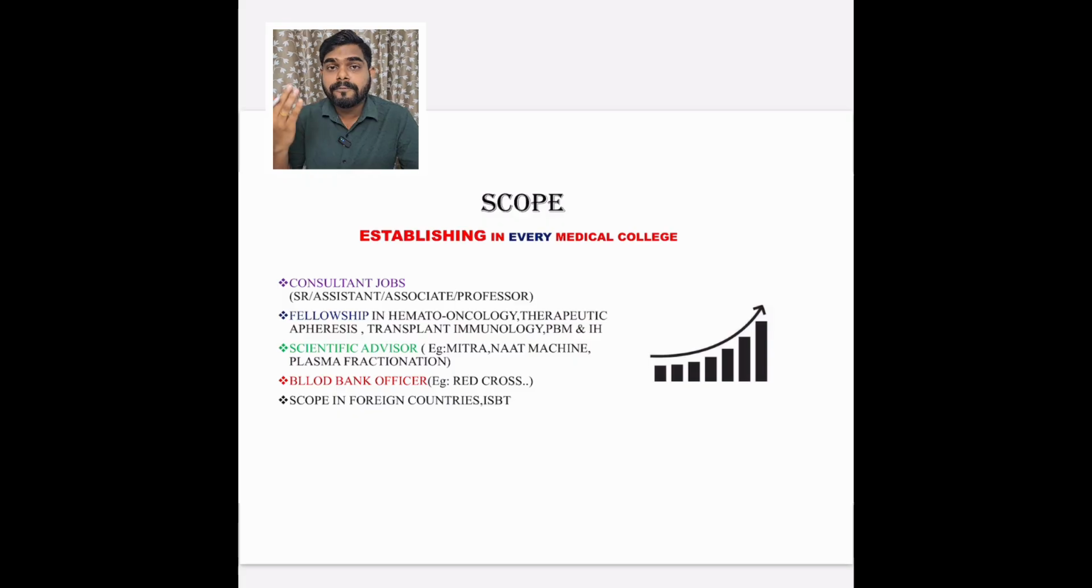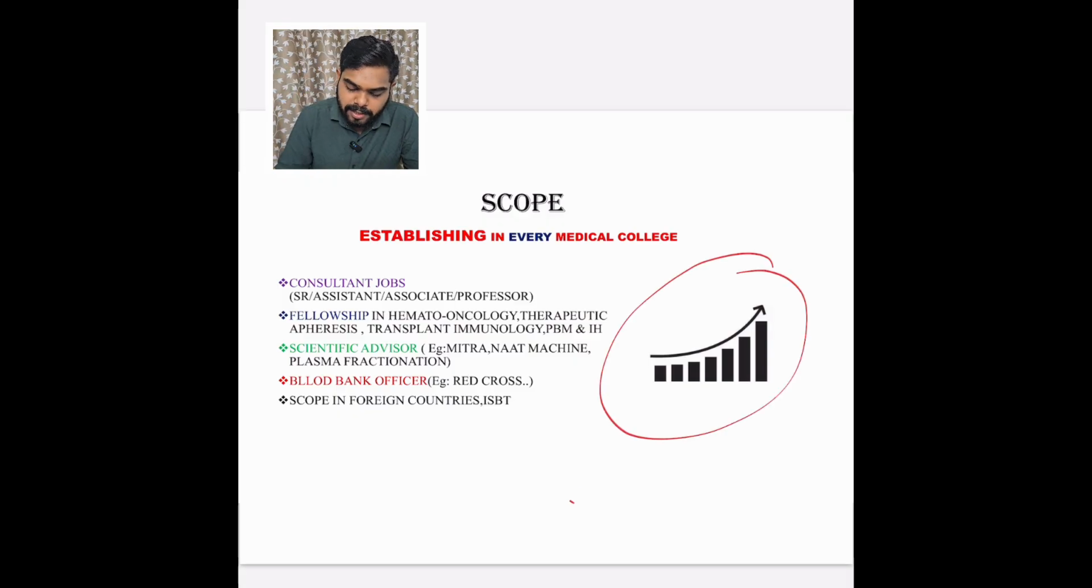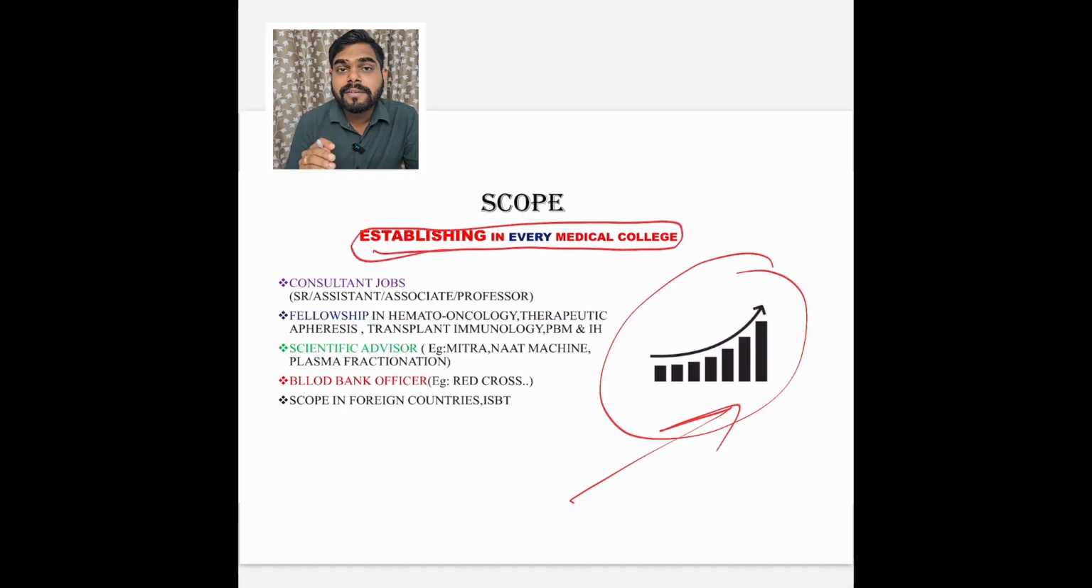Coming to the future scope of transfusion medicine, you can see this graph. Now this is going up. The scope is going up. We need transfusion medicine doctors all over India. We want to get jobs in many medical colleges. As you know, this is being established in every medical college and every central institute. This is one of the most emerging branches in India now.